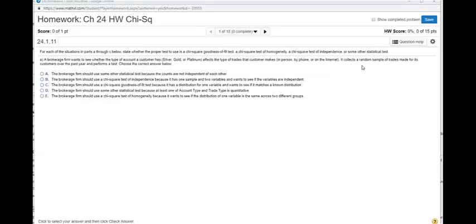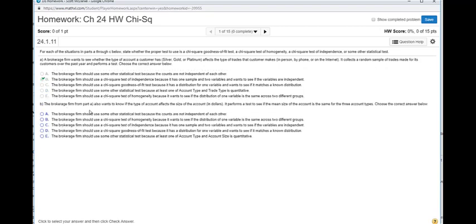So back for this one, here we have one big sample, it collects a random sample of trades, and we are measuring two variables, the type of account and type of trade. So this is a test of independence. So let's see this second one here.